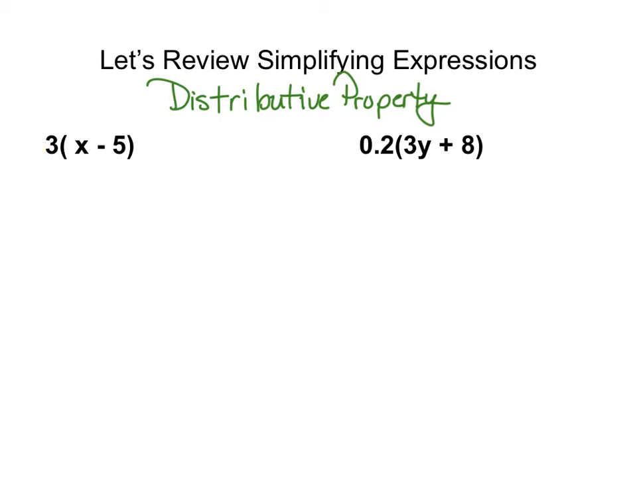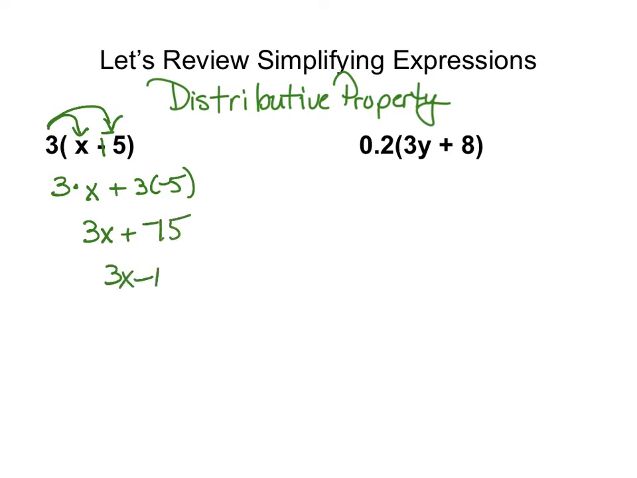So before I even start, I'm going to change this so that we see that it's a negative 5. So I'm going to distribute 3 to x and 3 to negative 5. So I have 3 times x plus 3 times negative 5. And now when I clean it up, I get the expression 3x plus negative 15, or 3x minus 15. Let's look at the next example.